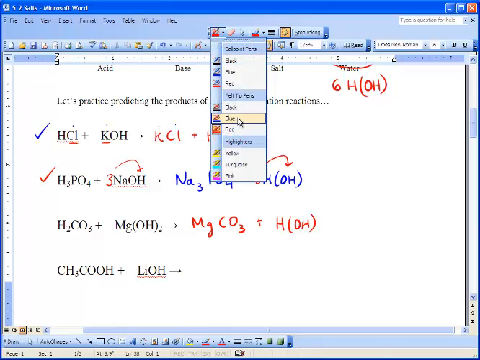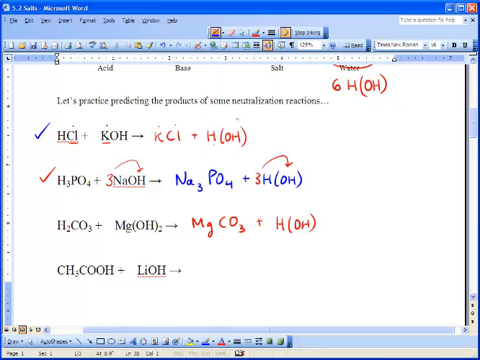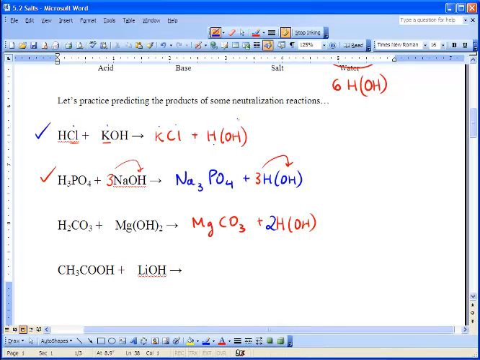Now we're going to go ahead and balance this equation. So we've got 2 H's on the left, 2 H's on the right. And then we see, okay, we've got Mg and Mg, and those are balanced. And then we've got CO3, CO3, and then we've got 2 OH's and 2 OH's. This is all balanced.